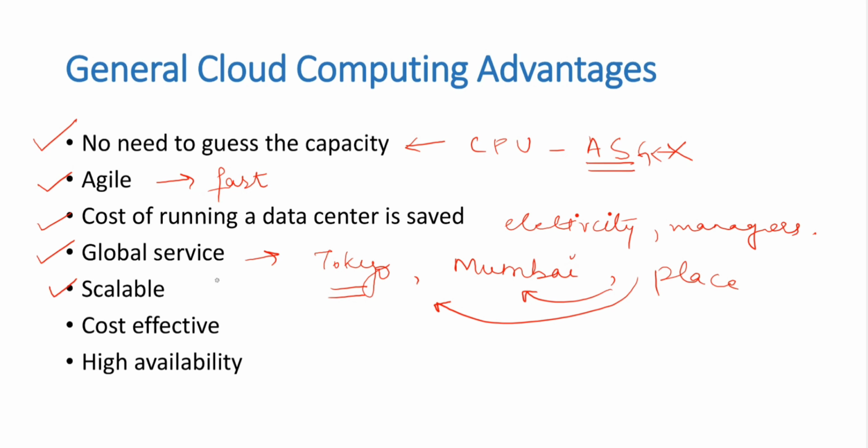Next thing is scalable. We can add or remove resources anytime, and this can be automated as well. Next is cost effective, because we have to pay only for the amount of time which we have used the server. Then high availability. I can launch my servers from the comfort of my home or office in Tokyo or in Mumbai, and if my Mumbai server fails, then my traffic will be transferred to Tokyo. Obviously it will have a little bit more latency, but my application will be up and running and I will not face a lot of business losses. So this is what high availability is.